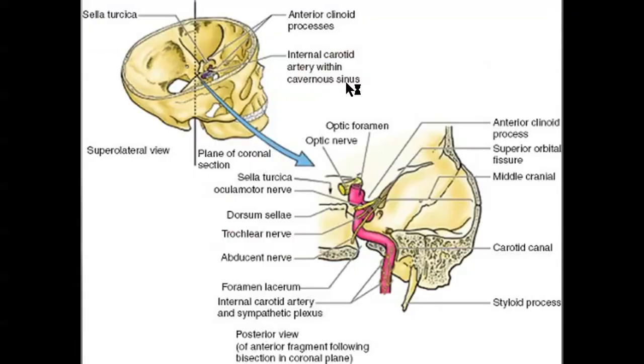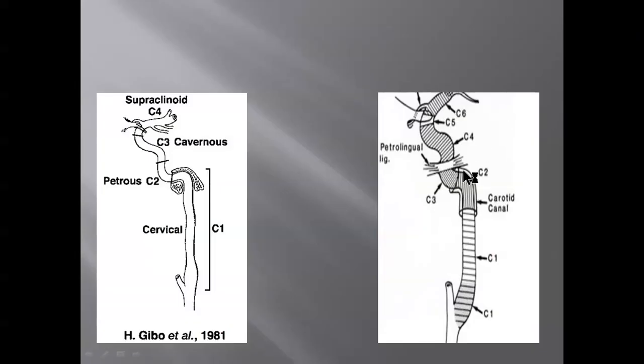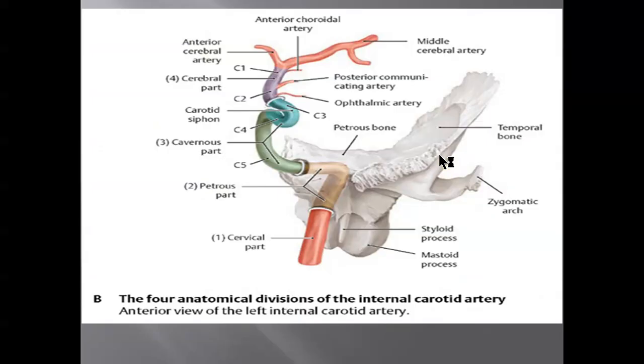You can see in this picture representing the cavernous segment over here, C4 according to the Bouthillier classification, or C3 according to the Gibo classification. Whatever the case, the cavernous segment starts from the petrolingual ligament over here, PLL, till the anterior clinoid process or the clinoid segment over here. So all this is inside the cavernous segment, hence it's called the C3 or cavernous segment.